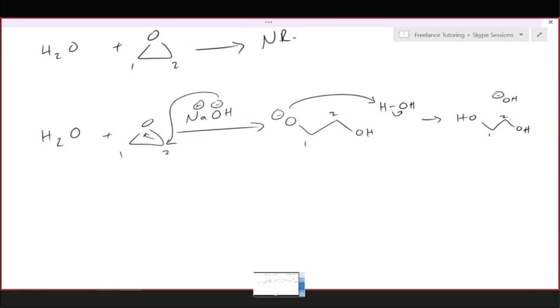What role did the O- play in the first step? A nucleophile. And why is that reasonable? Because it has a negative charge on it. Good. And then what role did the oxygen in the epoxide play? Leaving group because of the ring strain. That's right. It's reasonable because of the ring strain, even though it's a neutral oxygen.